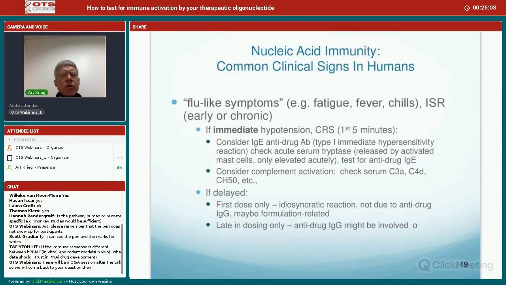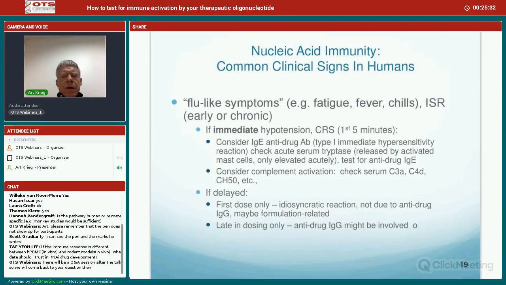Now, let me turn to human immunology and talk a little bit about what can be seen in humans typically as a result of these pathways. One of the most common effects seen in human antisense clinical trials very early on were the so-called flu-like symptoms and injection site reactions, or ISRs. And those are typically fatigue, fever, chills, things like that.